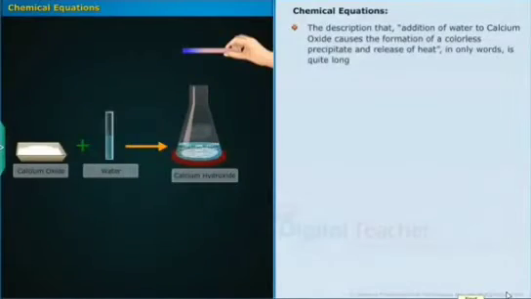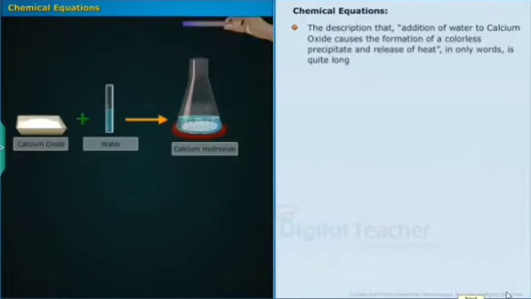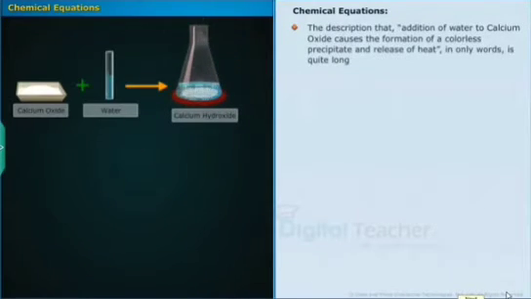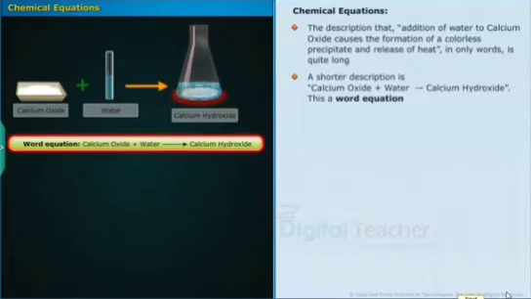The description that addition of water to calcium oxide causes the formation of a colorless precipitate and release of heat, in only words, is quite long. A short description is calcium oxide plus water gives calcium hydroxide. This is a word equation.